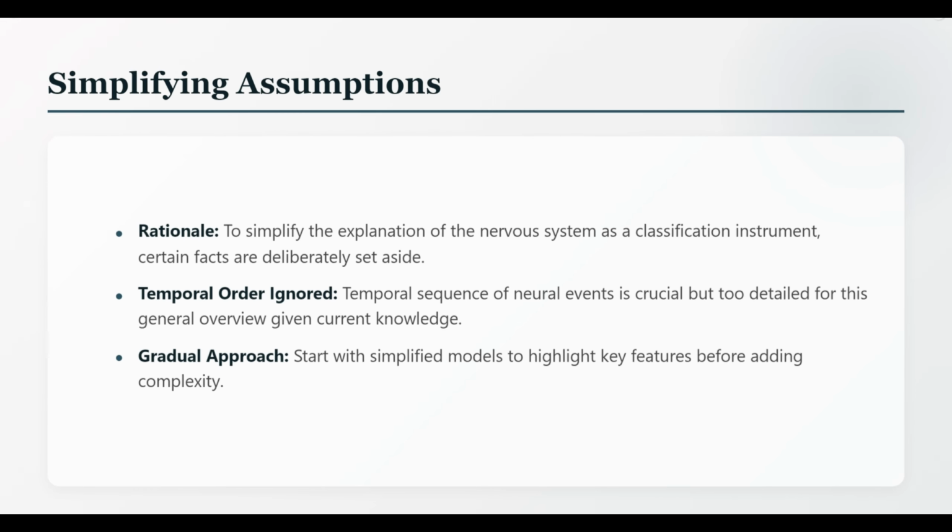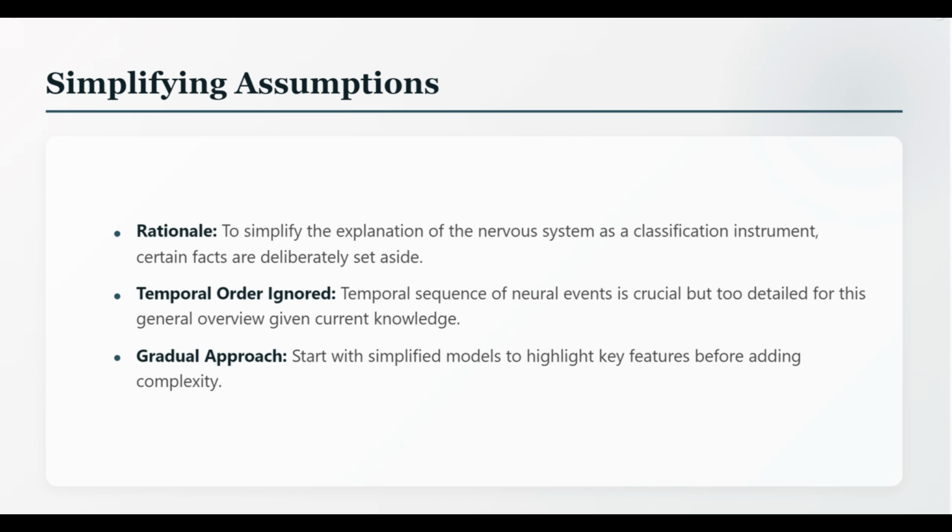All right, we've listed the key facts. But to understand how this system works as a classifier, we need to simplify. Some details, especially the precise timing of everything, are incredibly important, but would bog down our explanation right now. Given what we know, trying to map every millisecond would be premature. So, we'll make some deliberate simplifying assumptions. Think of it like sketching the outline of a complex machine before adding all the tiny gears and springs. We start simple to grasp the core principles.